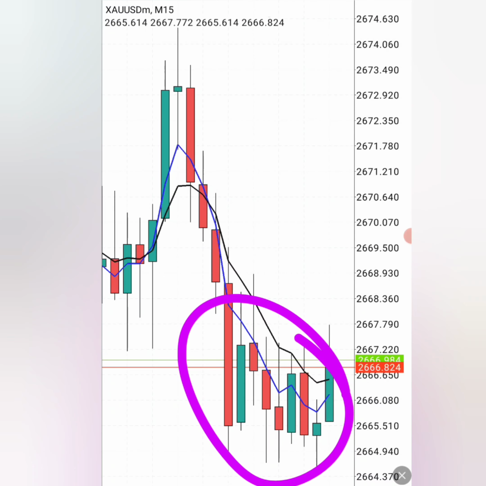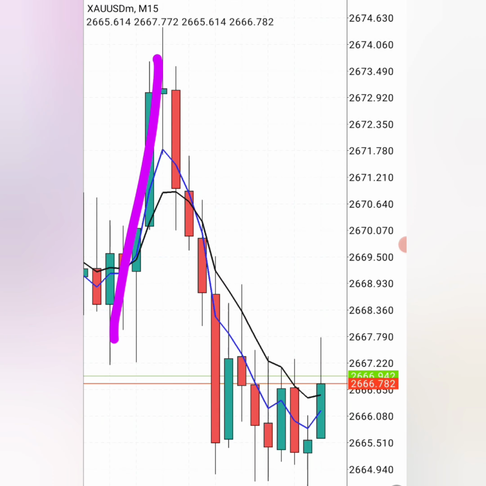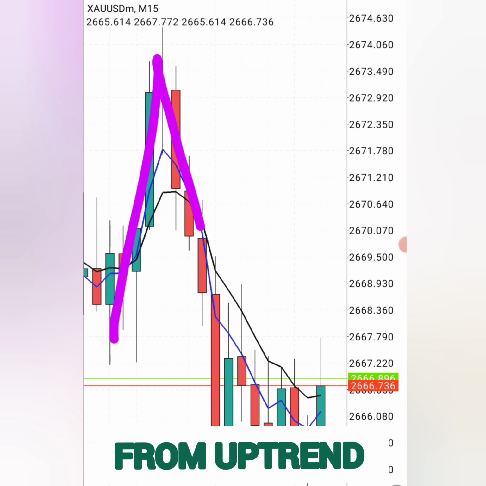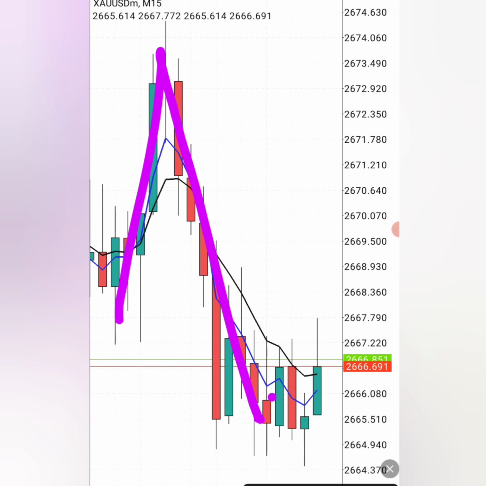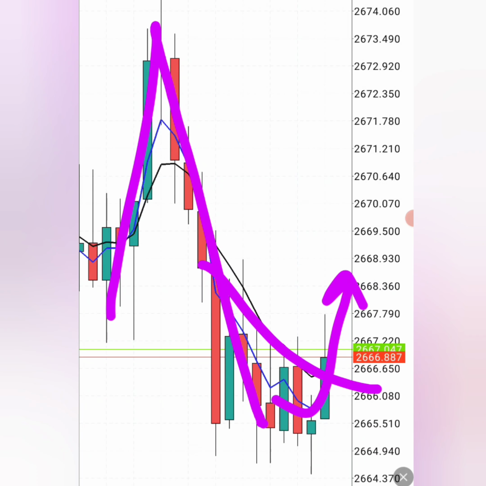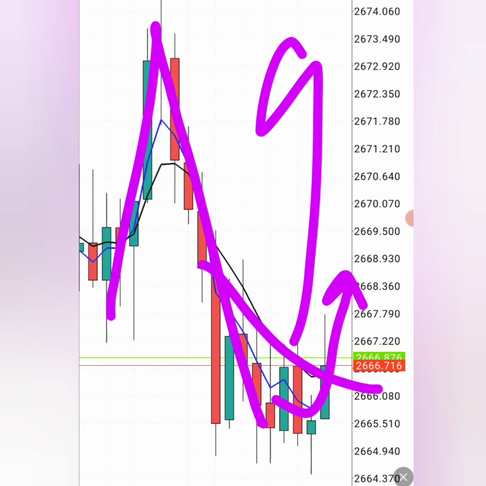Right here on the 15 minute time frame, you can actually see gold changed from being in an uptrend to being in a downtrend. Right here, we have to actually wait for this blue moving average to cross the black moving average for us to say that the market is now changing into an uptrend.